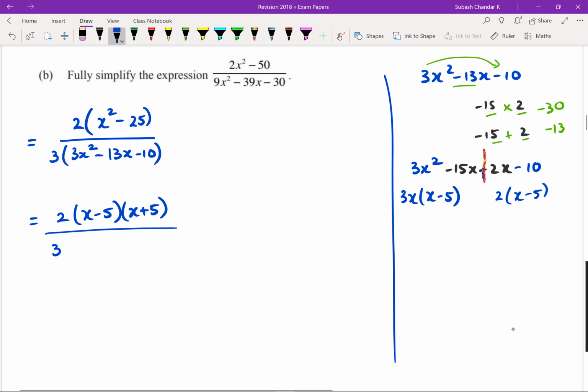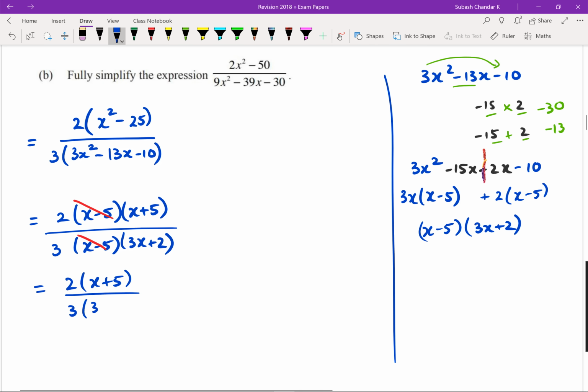And of course, x minus 5 is a common factor. And I've got 3x, of course, don't forget that plus there, plus 2. So then what we have is x minus 5 and 3x plus 2. And at this point, we can cancel out the two x minus 5s. And our final answer ends up being x plus 5 divided by 3x plus 2.